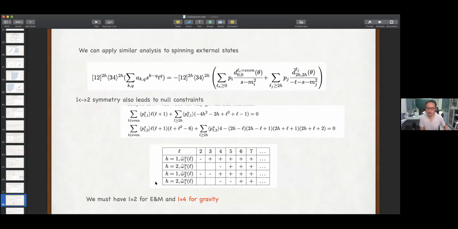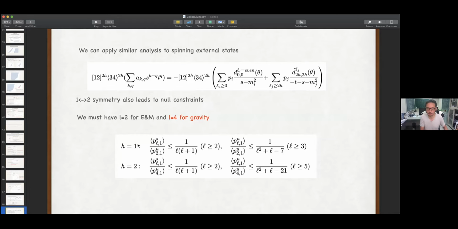So for example, you can show that for gravity in the U channel, you must have a spin 4 state, because here this is H equals 2. So you see that from this constraint alone, you must have a spin 4 state in order for this to respect the 1, 2 symmetry. And you can also similarly derive bounds. H equals 1 is for photon EFT, H equals 2 is for gravitational EFTs. There are also bounds for these average spinning functions. Since you already know that you must have the spin 4, you can derive bounds for everything else with respect to spin 4.